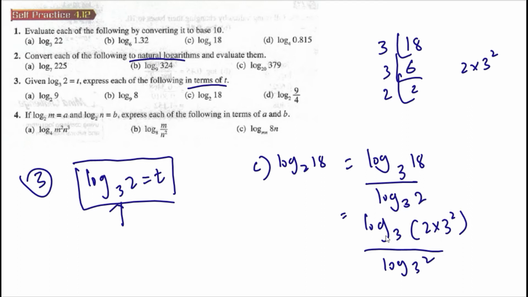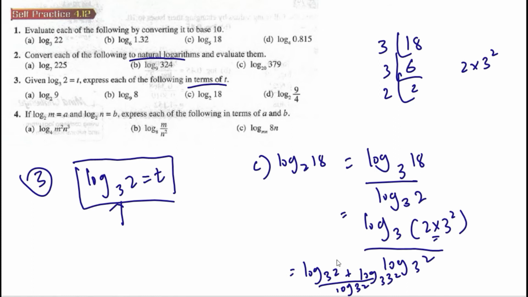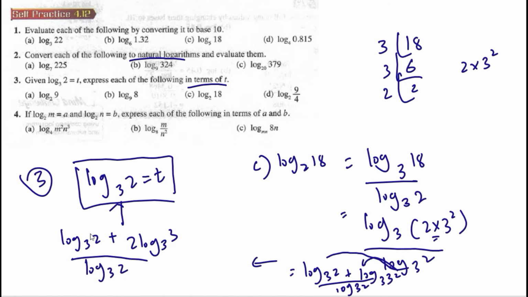And you know, when you have the same base and you have multiplication, you can separate by adding. So log 3 2 plus log 3 3 squared over log 3 2. If we bring the power forward, we have plus 2 log 3 3 over log 3 2. We know log 3 2 is equal to t, this one is equal to t, and this one is equal to 1. Plus 2 times 1 is 2, over t.